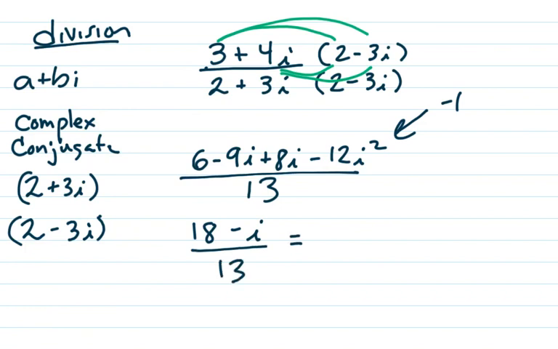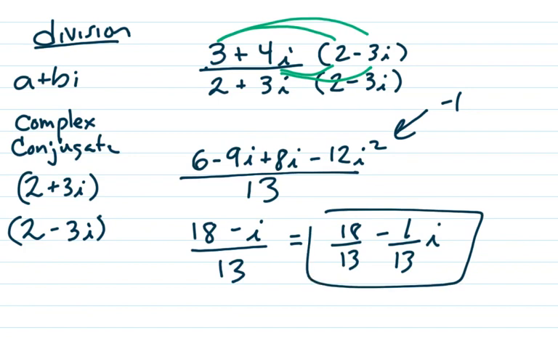Okay, and this is not exactly in our a plus bi notation yet. We have to put it that way by doing 18 over 13 minus 1 over 13i. Okay, that way my a is 18 over 13, my b is negative 1 over 13.